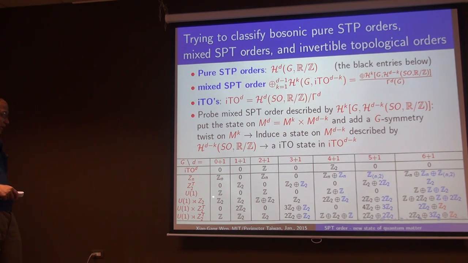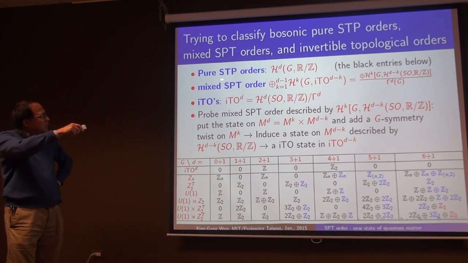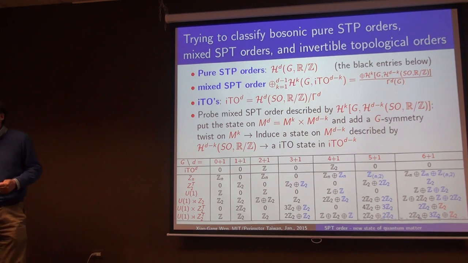For example, even Zn in 4+1 dimensions, we have one. And so these blue ones are all so-called mixed SPT phases, beyond this pure SPT phase. This probably gives us some kind of systematic understanding of different SPT phases. Okay, I will stop here.